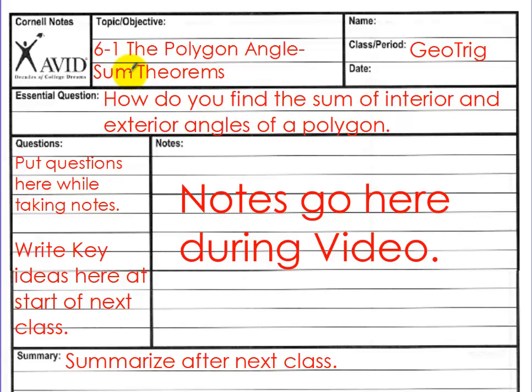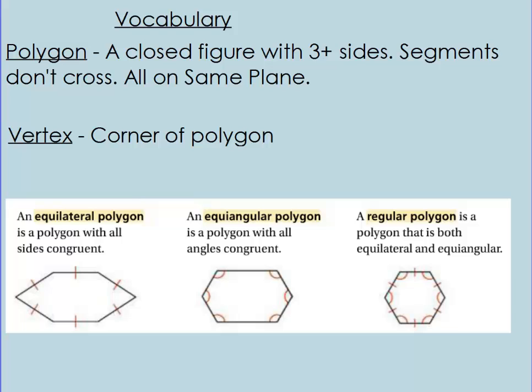Welcome, GeoTrig. This is section 6.1, the Polygon Angle Sum Theorems. The essential question is, how do you find the sum of interior and exterior angles of a polygon? Let's begin. Just a little bit of vocabulary review, just in case you don't know these words.